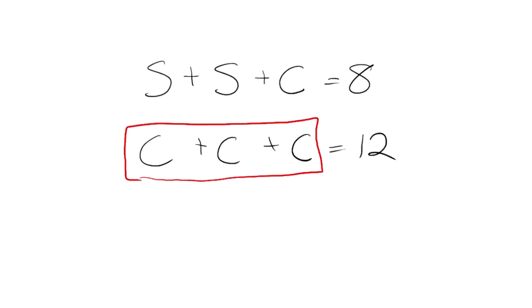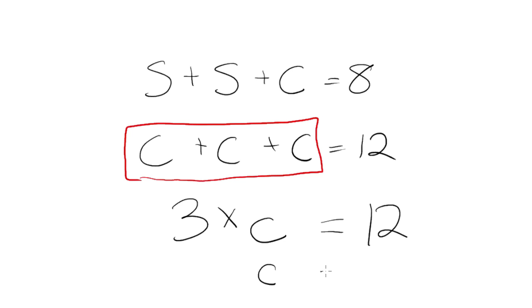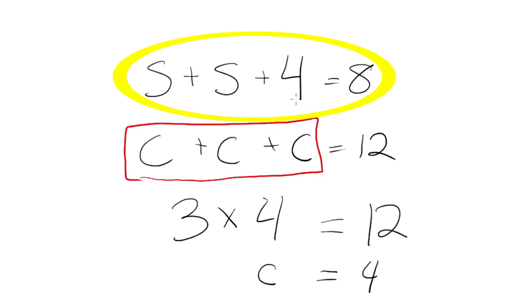C plus C plus C can be expressed as 3 groups of C, or 3 multiplied by C, which is equivalent to 12. Therefore, C equals 4, because 3 multiplied by 4 equals 12. The weight of the circles is 4 pounds each. We can then rewrite the first equation, replacing the C with the number 4. Our new equation is S plus 4 equals 8.